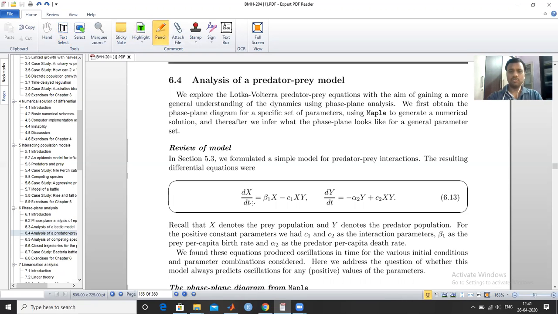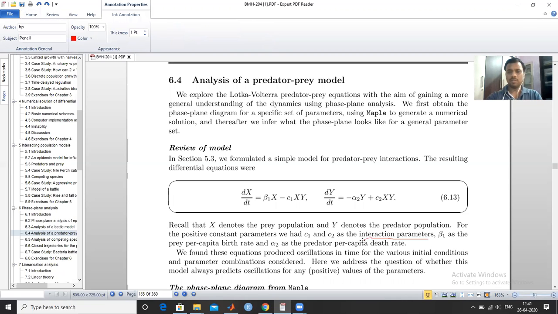So dx over dt is equal to beta 1 x minus c1 x y, dy over dt is equal to minus alpha 2 y plus c2 x y, where c1 and c2 are the interaction parameters, right? Beta 1 is the prey per capita birth rate, and alpha 2 is the predator per capita death rate. We have already discussed all these parameters.